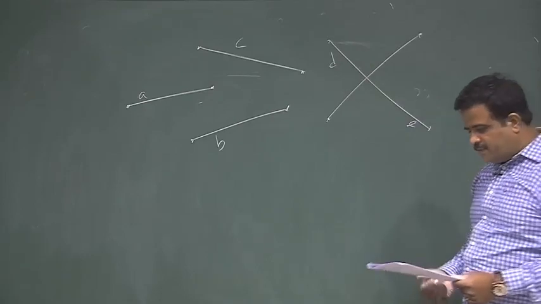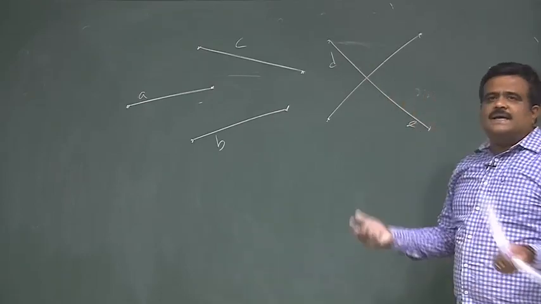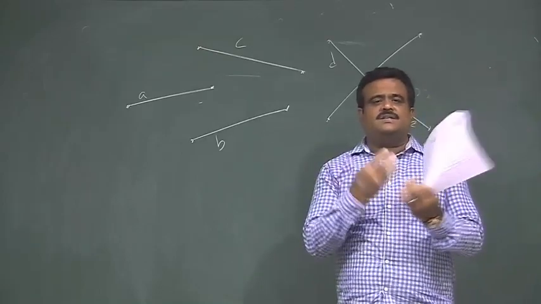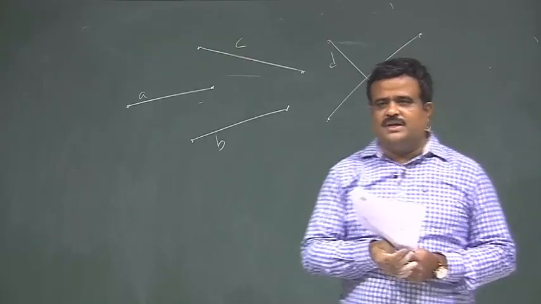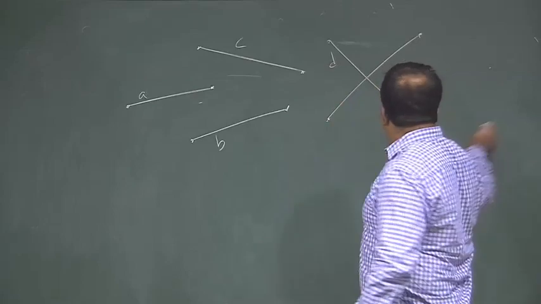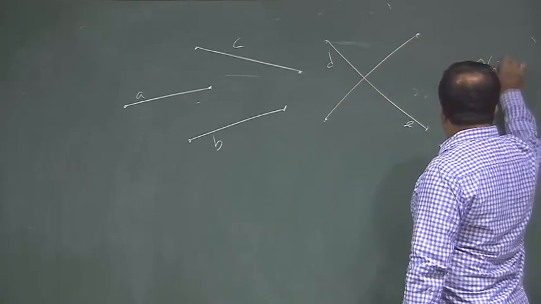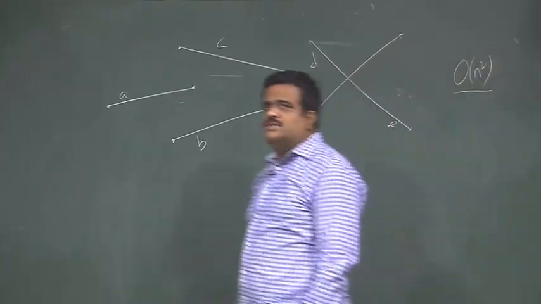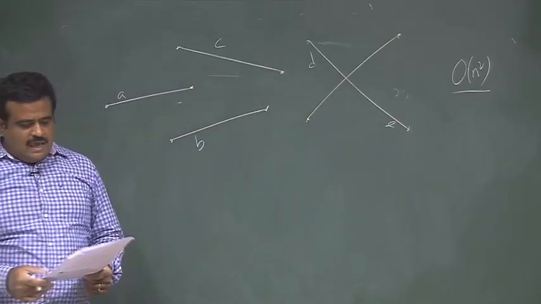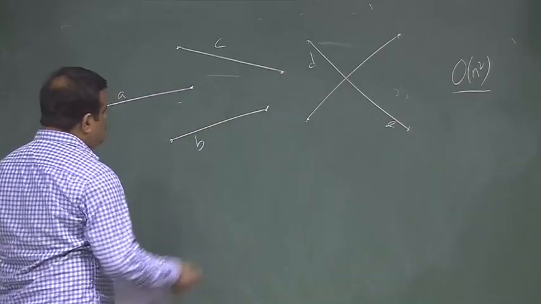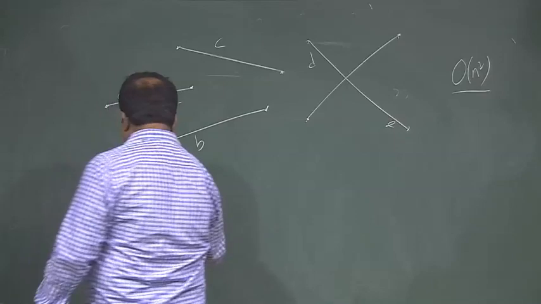So what is the naive approach? We can take any two segments and check coordinate-wise whether they are intersecting or not. That will take order of n squared, because there are n choose 2 pairs. We just take any two and check, but we want to do something in a better way, that is called the sweep line algorithm.